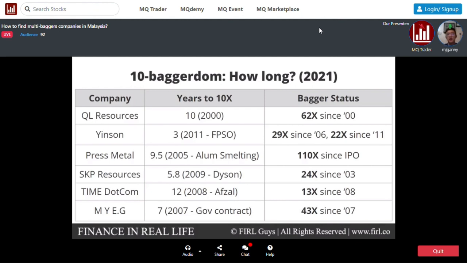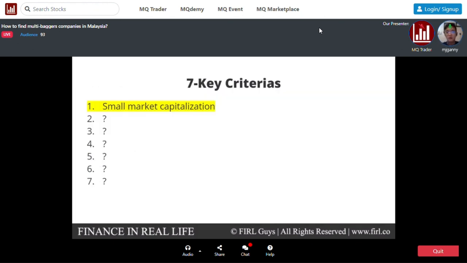Now, as far as how far they've actually grown, if you look at QL Resources, that has been fantastic. 62 times, Yinsen, 29, Press Metal is the best, SKP, Time.com, MyEG, and so on and so forth. So what is the first criteria? Now, the first criteria is that it must have a small market capitalization.